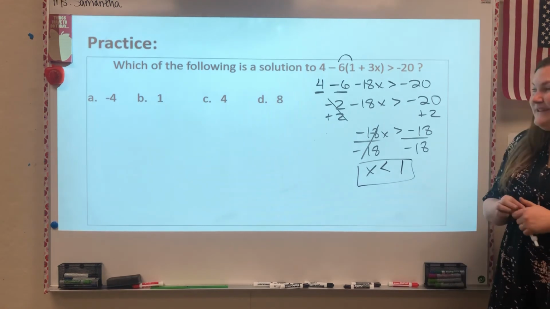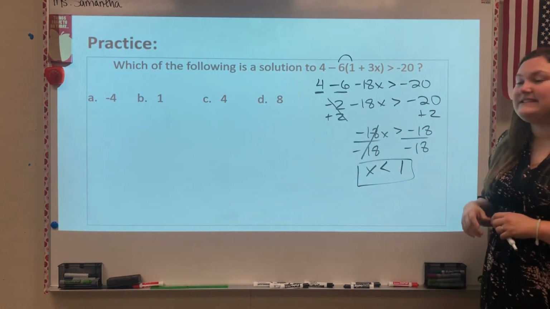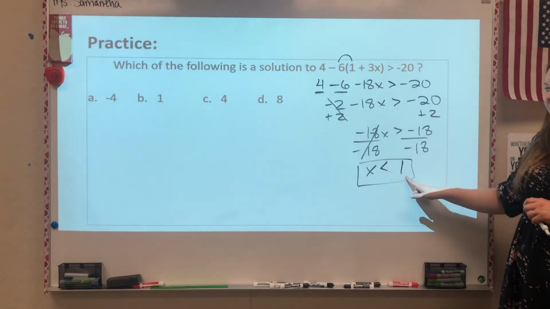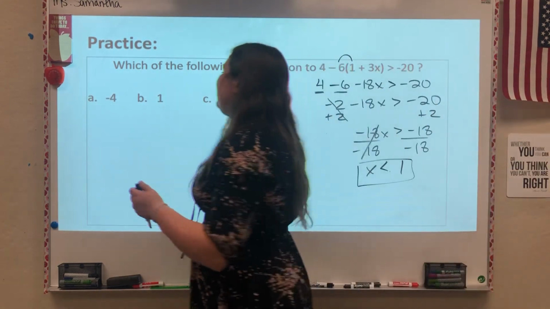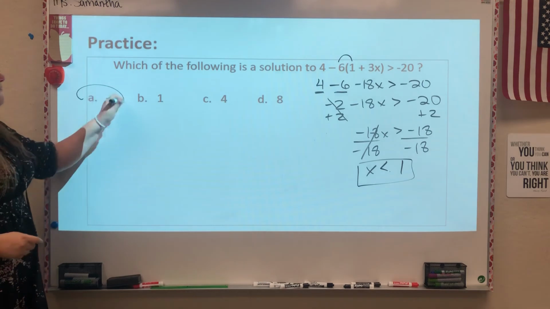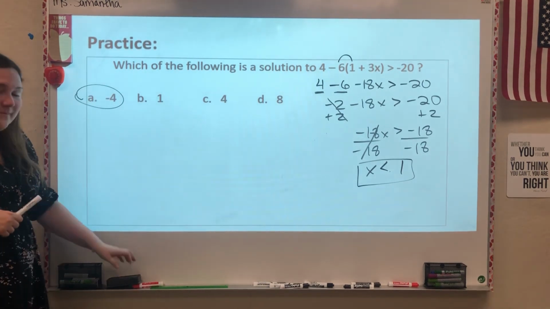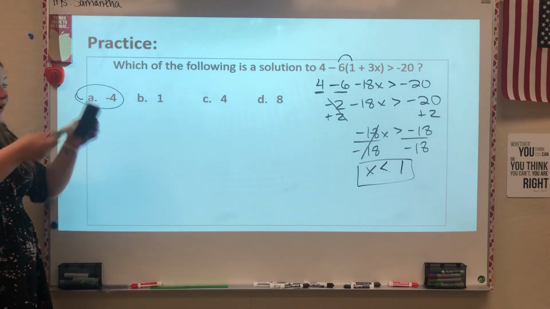Just like that last one we did, it's asking which one of these is a possible solution. Well, if x is less than 1, the only option here that is less than 1 would be option A, the negative 4. I hope you got that right, or if you didn't get it right, I hope that that makes sense.